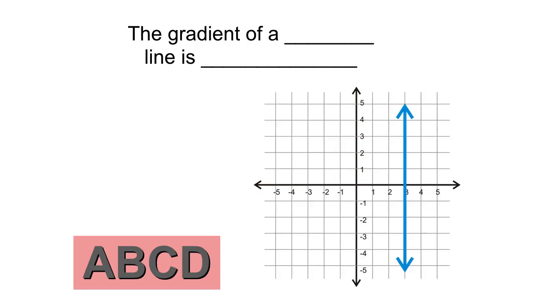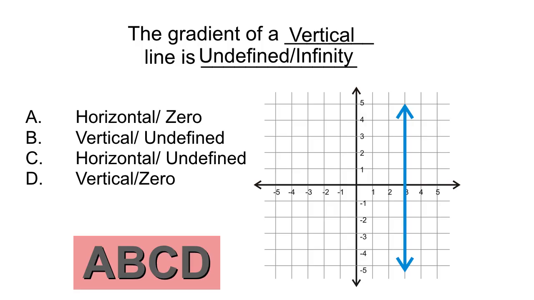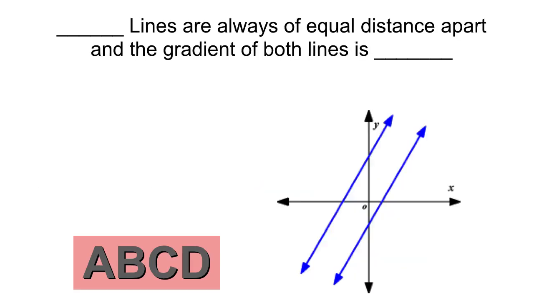Can you see the line is vertical? The gradient of a vertical line is undefined. Parallel lines are always an equal distance apart, and the gradient of both lines is the same.